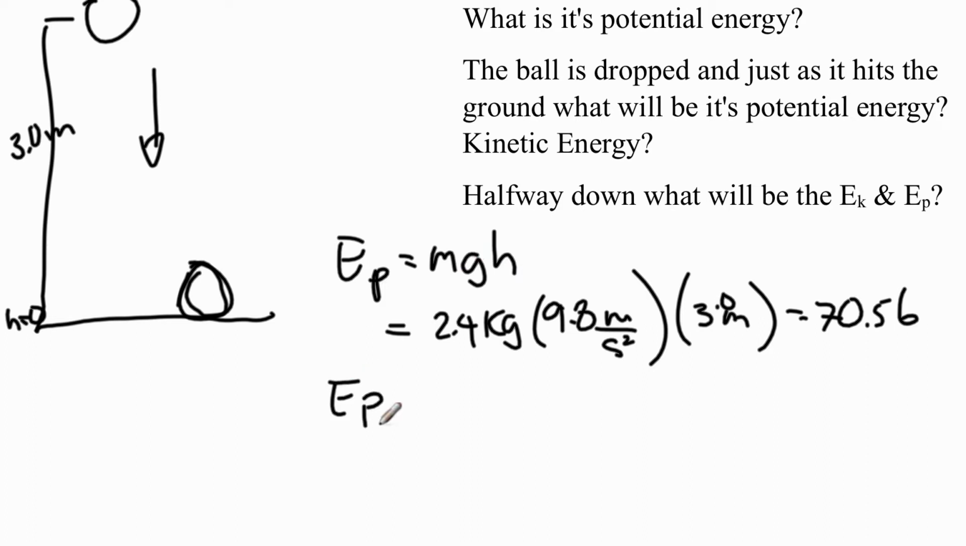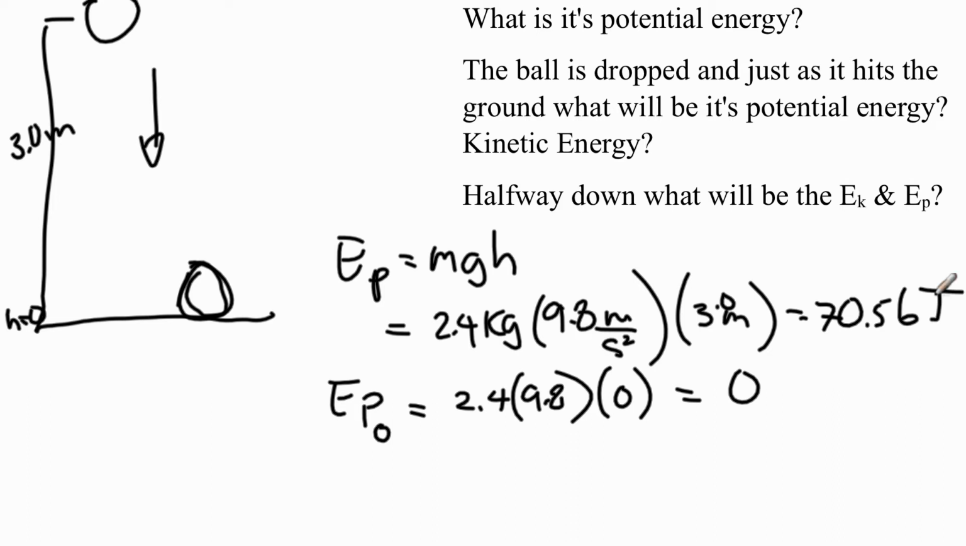So the potential energy at the bottom is equal to mass, 2.4, gravity is 9.8, but the height now is 0, so the whole thing comes out to be 0. So the question then is, where did these joules, where did that energy go? Of course, it went into kinetic energy.